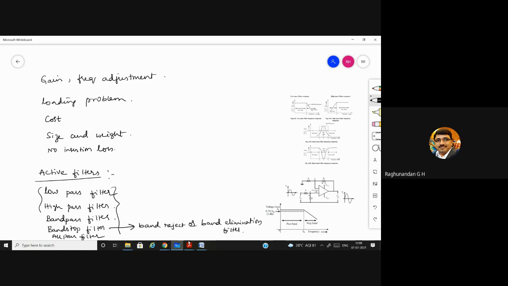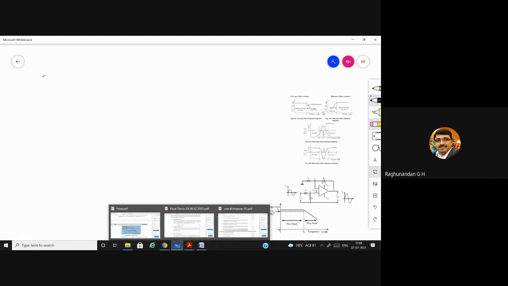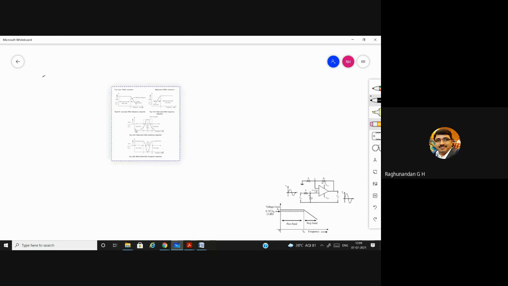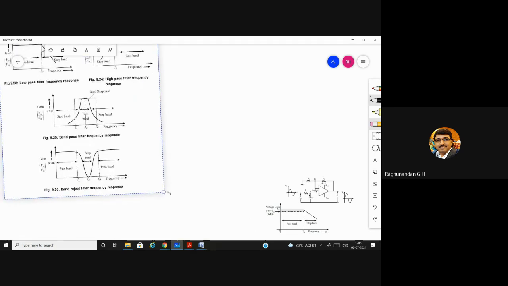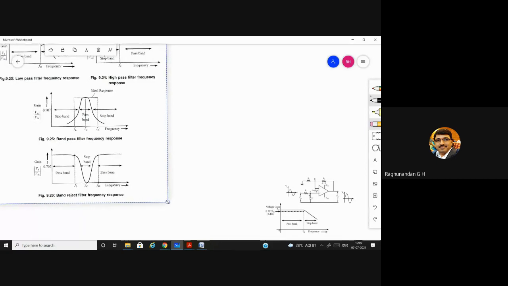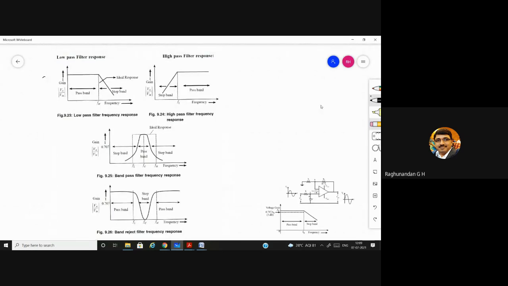We need to study all these filters in first order and second order. First order means we'll have one pair of resistance and capacitance. Second order means we'll have two pairs of resistance and capacitance. Now let us see, first, on what basis we are going to classify these filters, by just seeing the frequency response, or we'll get an idea how this kind of filters have their response.